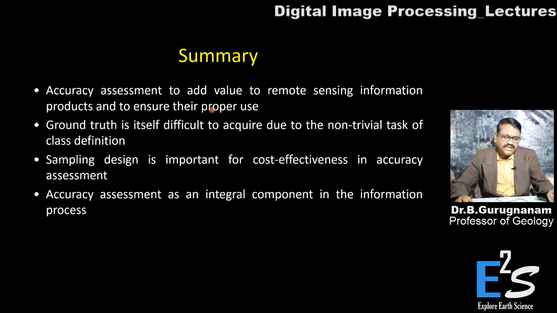And coming to the understanding of the present discussion, accuracy assessment adds value to the remote sensing classification system. Ground truth data you are taking gives an input for classification. Sampling design also plays a major role in assessing the accuracy of the classified images. Accuracy assessment is an integral component of the information process. It's very, very important. This will make you confident to say that this many percent of my classification output is correct.